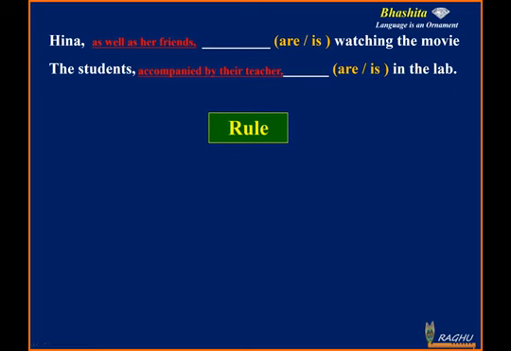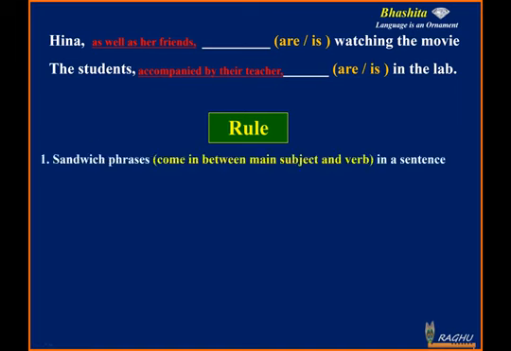According to this rule, we need to understand some important points. Let us discuss some important points related to this rule. Point number one. In English, we have sandwich phrases. Generally, they come in between the main subject and the verb in a sentence. You know how a sandwich looks. Similarly, like a sandwich, some phrases in the English language come in between the main subject and the verb in a sentence. Generally, they are separated by commas.